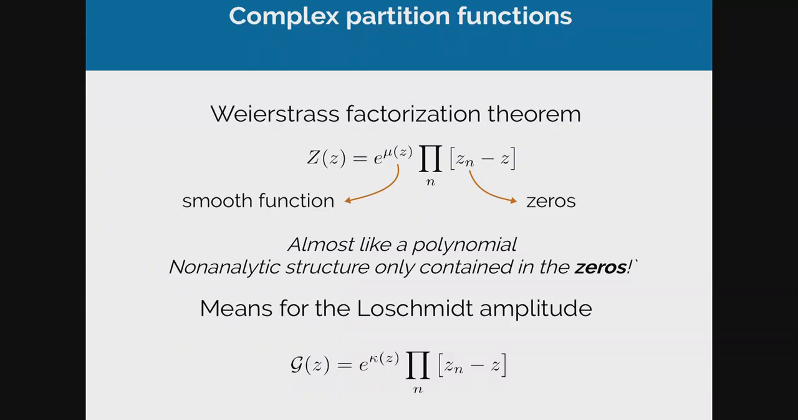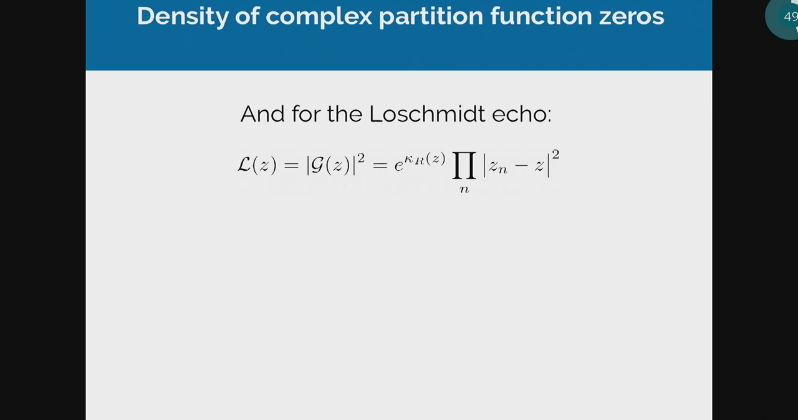In order to understand what these zeros mean and how they can lead to non-analytic behavior, it turns out to be useful to study not the amplitude, but rather the Loschmidt-associated probability. If you have non-analytic behavior in one or the other quantity, it doesn't matter. If you have non-analytic behavior in this L of Z, you will have it in G and vice versa. But to get some physical intuition, it will be more useful to study this L of Z.